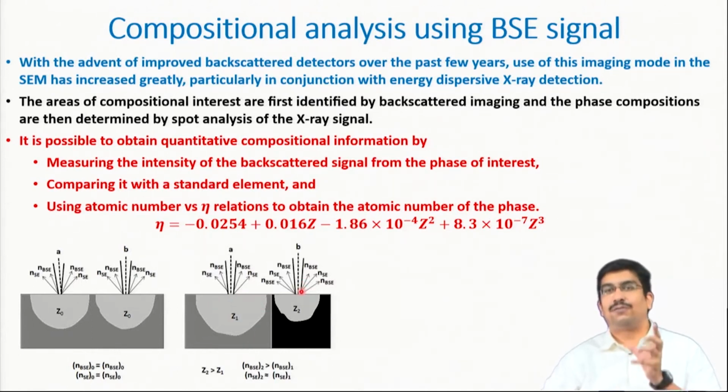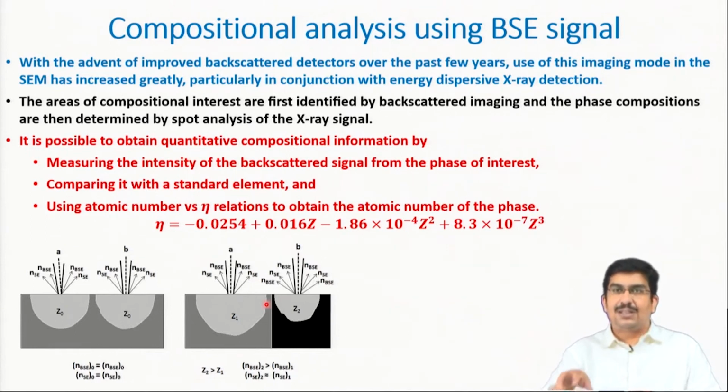Just simply from the contrast it develops, we know the contrast also depends on the number of BSE electrons that are generated. From there we know this is the aluminum region and this is the iron-rich region. Then we can capture the EDS signal from the corresponding regions, and from there we can find out the quantitative analysis. That is one way of doing it. That is what people used to do in earlier days.